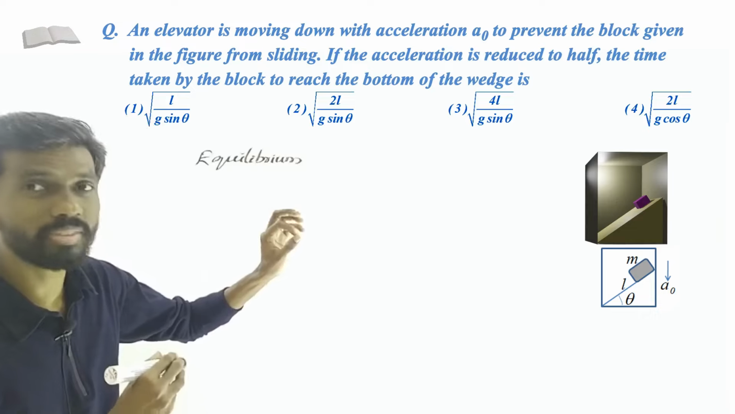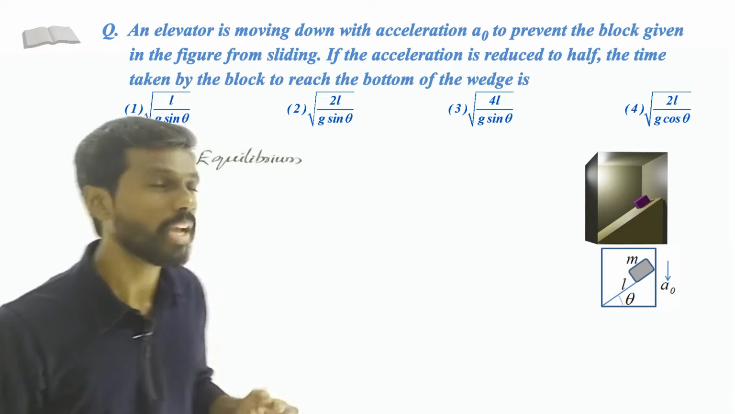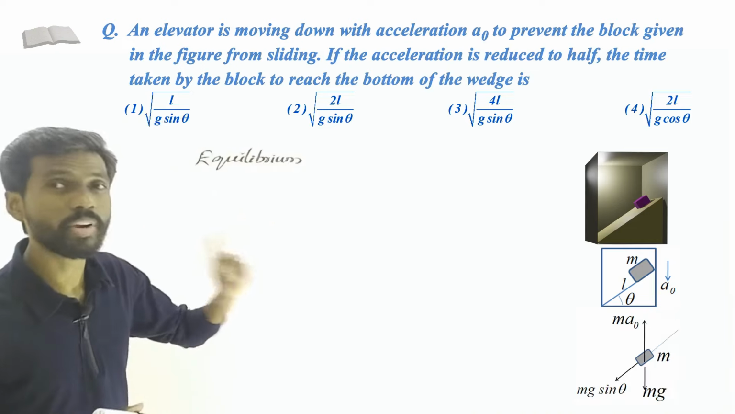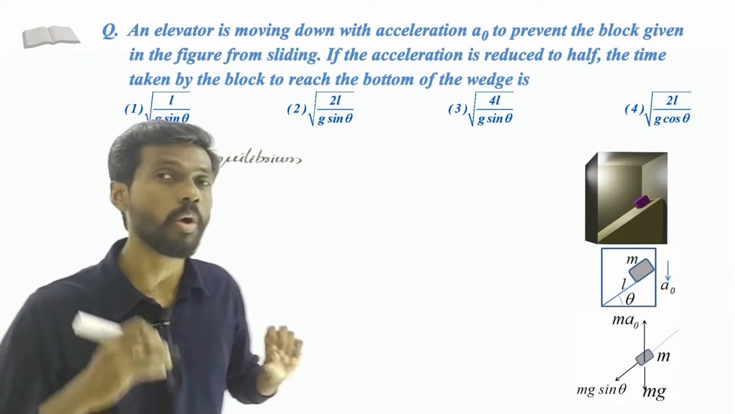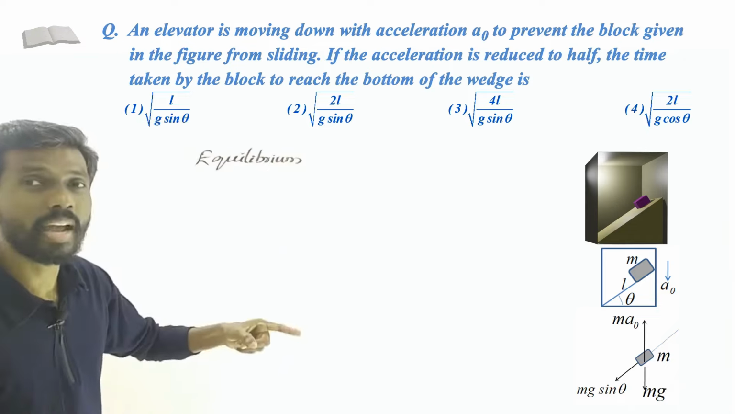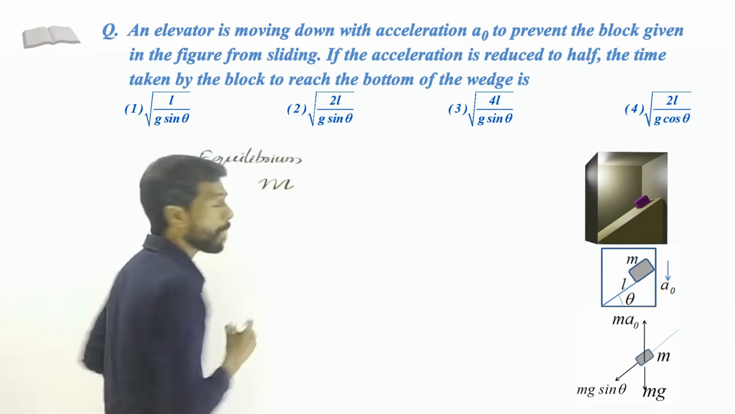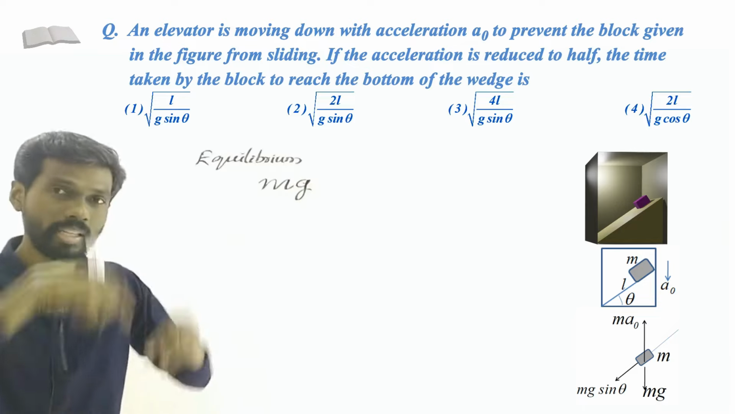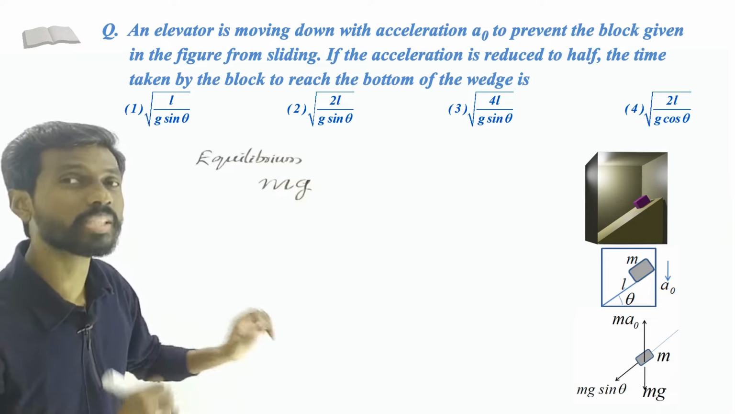So if you observe this in the frame of reference of the elevator, this block is in equilibrium. So that means the forces balance each other. What are the forces acting on the block in the frame of reference of the elevator, which is moving downwards with some acceleration? Along with the gravitational force, what are the forces acting on this object? m multiplied by g, right? mg is in the downward direction.